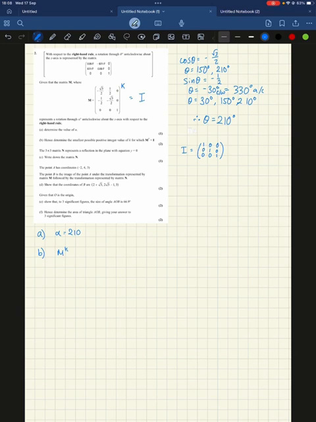So m to the power of k represents rotating around the z-axis 210k times. But this k needs to give these values to be just ones and zeros, like over here. So what we need is cos theta to equal 1, and sine theta to equal 0. Well, this happens when theta is multiples of 360 degrees.